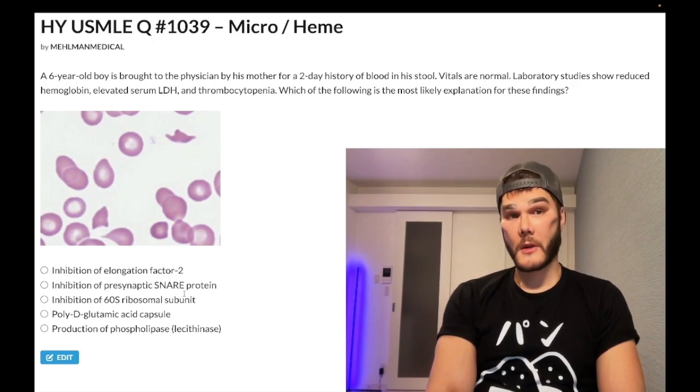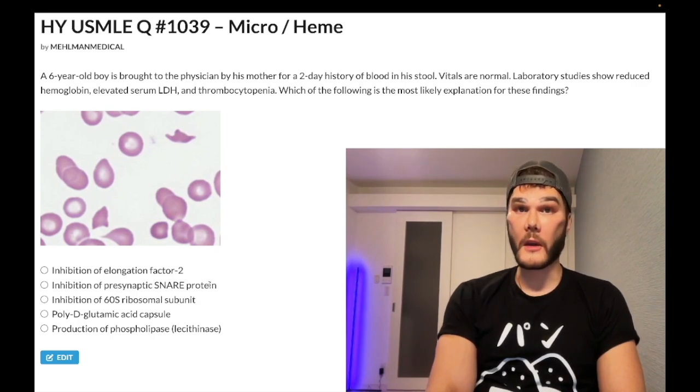Choice B, inhibition of presynaptic SNARE, wrong answer. This is going to be botulinum toxin as well as tetanus toxin. Botulinum toxin, by inhibiting presynaptic SNARE, will prevent the release of presynaptic acetylcholine, causing flaccid paralysis. Tetanus will prevent the presynaptic release of GABA and glycine, causing spastic paralysis. Choice B, wrong answer.